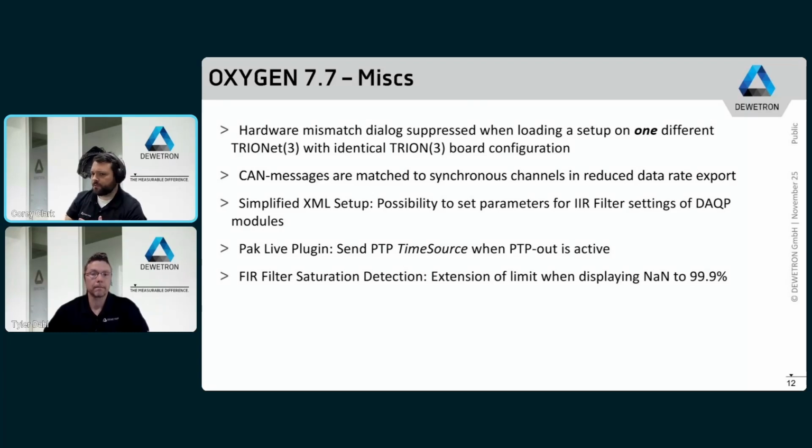For people using our simplified XML setup, you can now set your parameters for the filters that are on your DAC-P modules. These are signal conditioning modules that would be out in front of something like our TRION or TRION 3 1802 DLV card. Before, you were only able to set up the DLV cards' filter settings, but now you can actually set up all of the DAC-P module filter settings. And you could do that with our ORION cards as well.